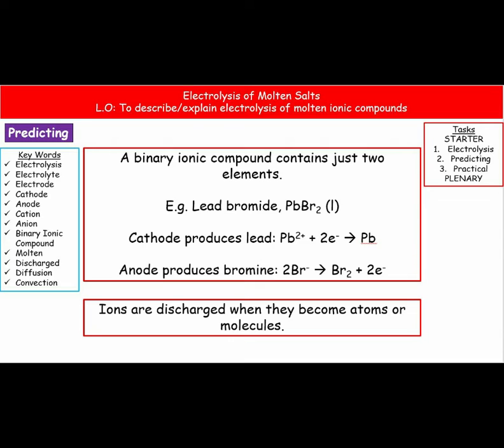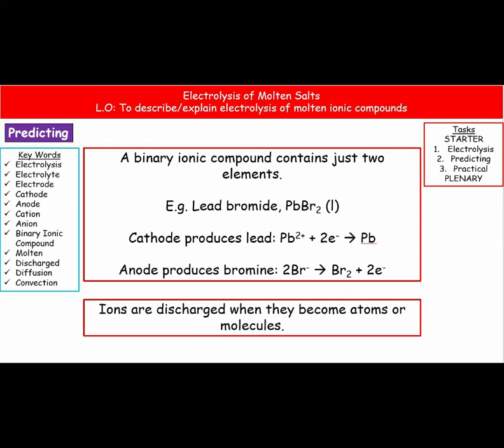The next thing that's going to happen is over on the anode. So the anode is our positive electrode, and our bromide ions are negative ions. So what we see happening here is the bromide ions are attracted to the anode because they're opposite charges, and when it reaches it, the bromide ions are going to lose electrons. The electrons are going to be transferred from the bromide ion to the anode to make bromine, and obviously we're going to have those 2 electrons being transferred to the anode.